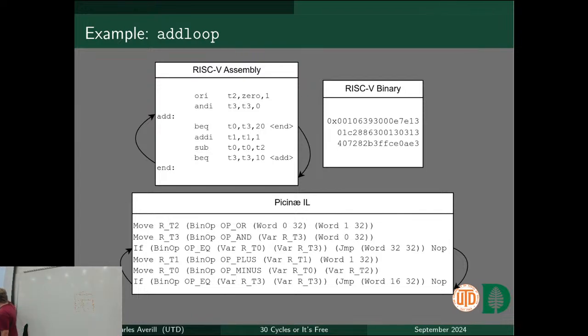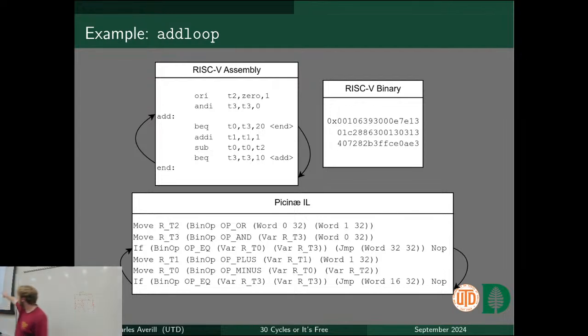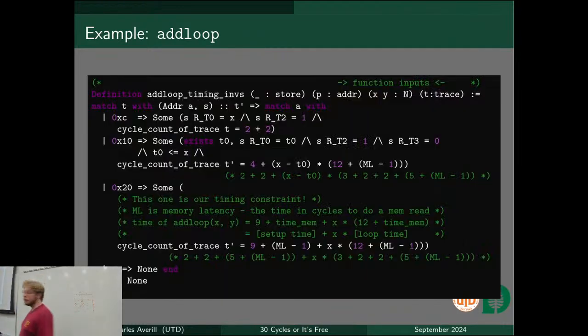Also, this is that data structure I was talking about before. It's not code, it's just information that we use to symbolically step through. Don't worry about most of this, but this right here is our timing expression for that add loop. And 9 plus ML minus 1 is some setup time, the time for the OR I and AND I up there, plus one other thing that's not super important. But the important thing is that we have x in here, that x that I was just talking about.